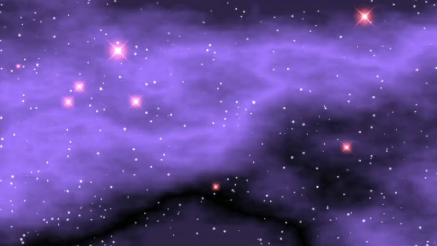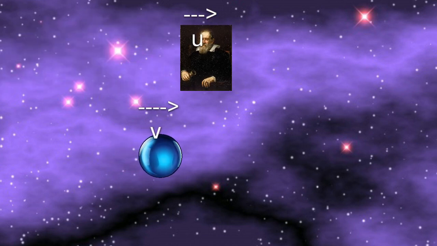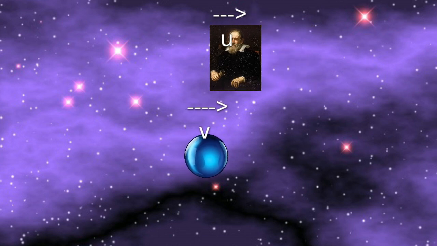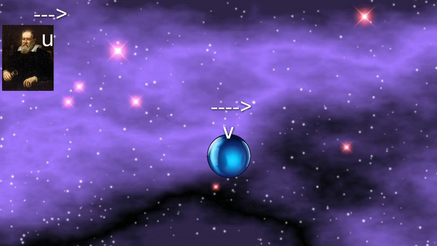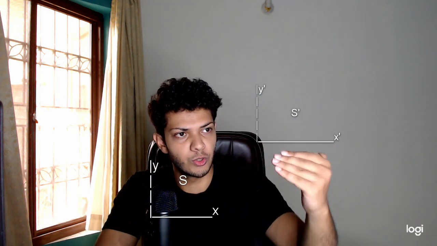He observed that whenever something is moving, its velocity is not actually absolute. For example, if you're running with it, its velocity will be decreased. And if you're moving away from it, obviously its velocity will be increased. This is what we call Galilean transformations. So the measurement of velocity actually depends on which frame, or which is your point of view. Where are you standing when you're taking this measurement?